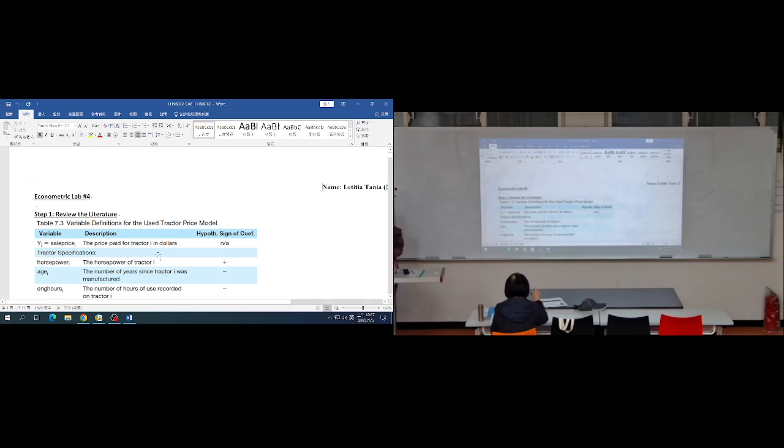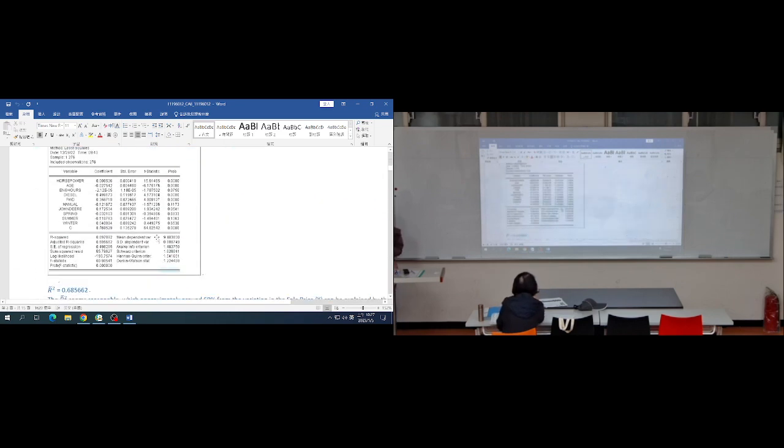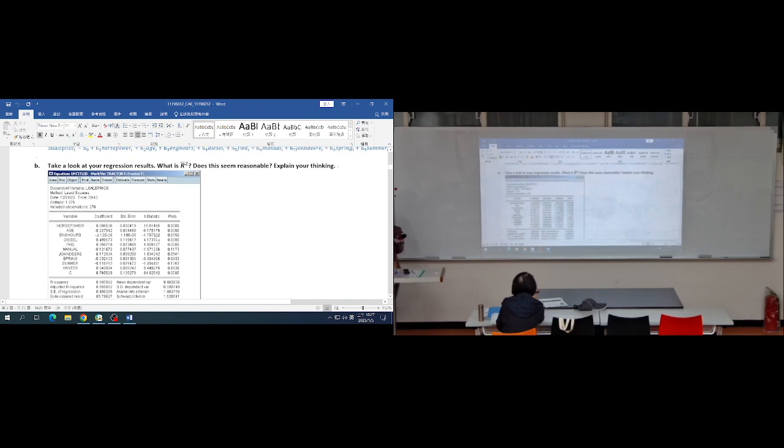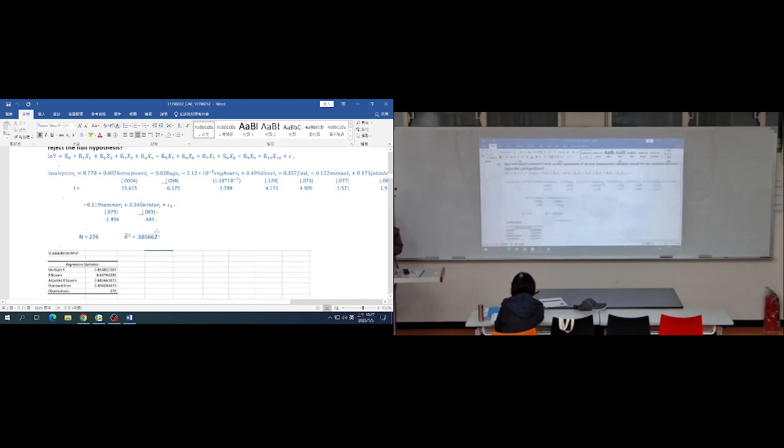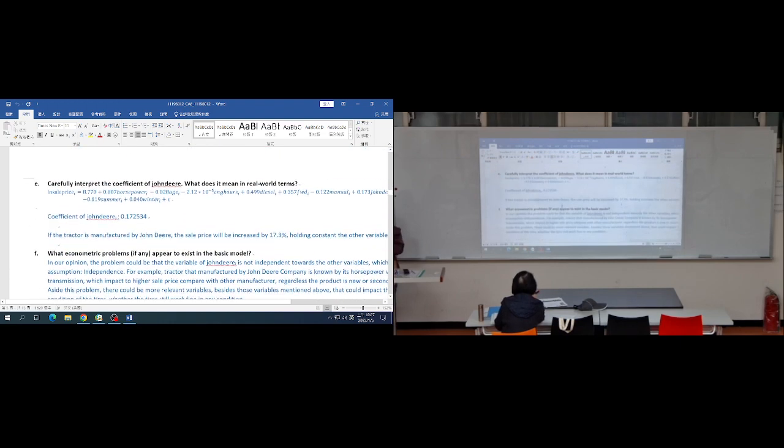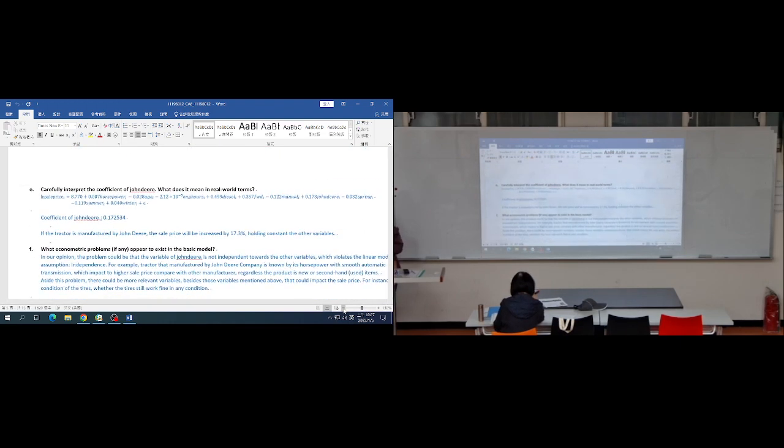Okay, just do the E parts. Let me see the output and do the E parts. A, B, C, D, E. Any signs? The coefficient of John Deere is 0.172534. So it means that if the tractor is manufactured by John Deere, then the sales price will increase by 17.3%, holding constant the other variables. Okay, all right. Step 3, C.